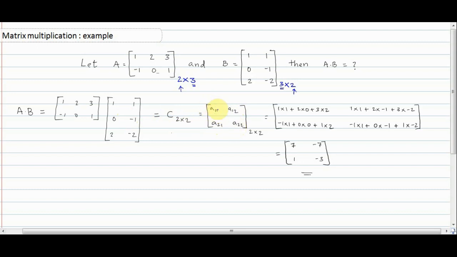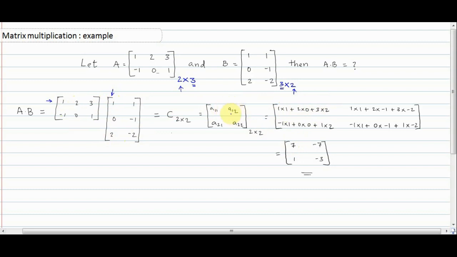A11 can be obtained by multiplying the first row of the first matrix with the first column of the second matrix. When we multiply this row with this column, we will get the first element A11. You can see that 1, 2, 3 is getting multiplied with 1, 0, 2, and the value of A11 can be calculated like this: 1 into 1 plus 2 into 0 plus 3 into 2. That is how we calculate the value of A11, and we are getting it as 7.